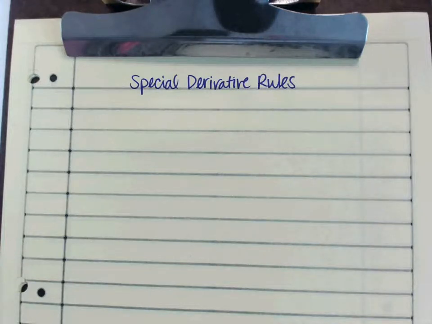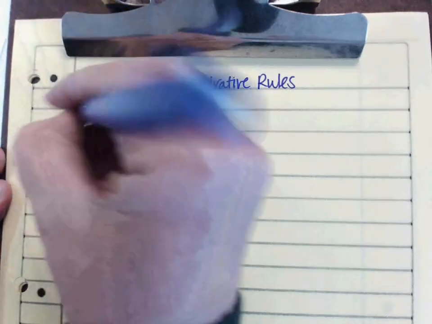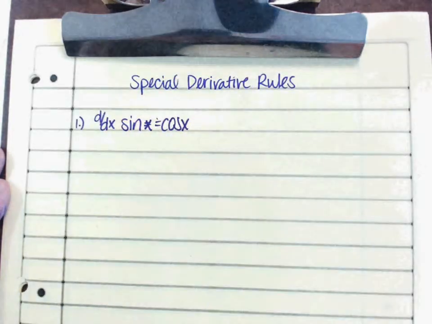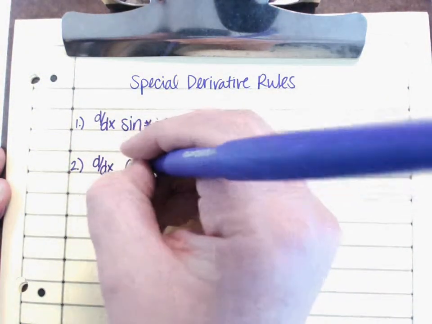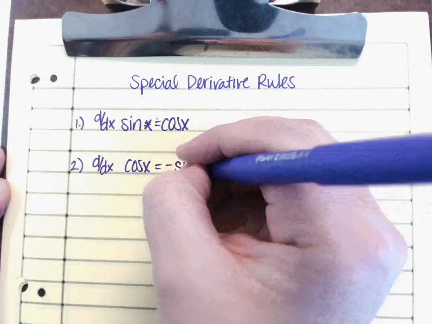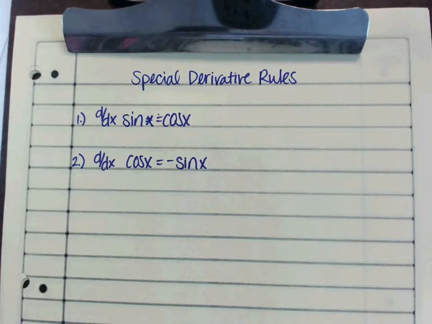Okay, y'all ready? Okay, rule number 1. The derivative of sine is cosine. Sine x is cosine x. And the derivative of cosine x is negative sine x. So the derivative of sine is cosine. The derivative of cosine is negative sine.